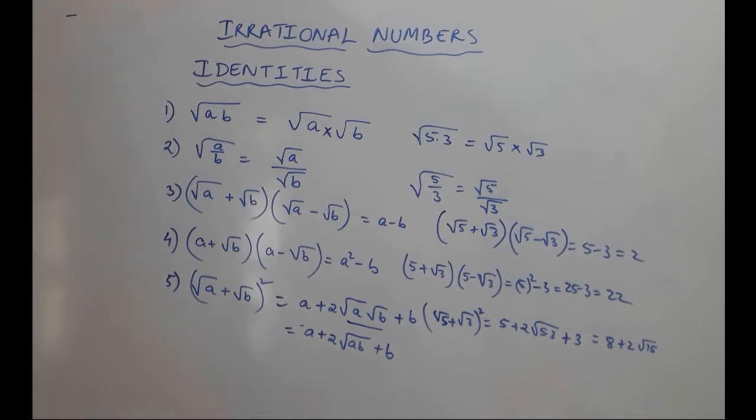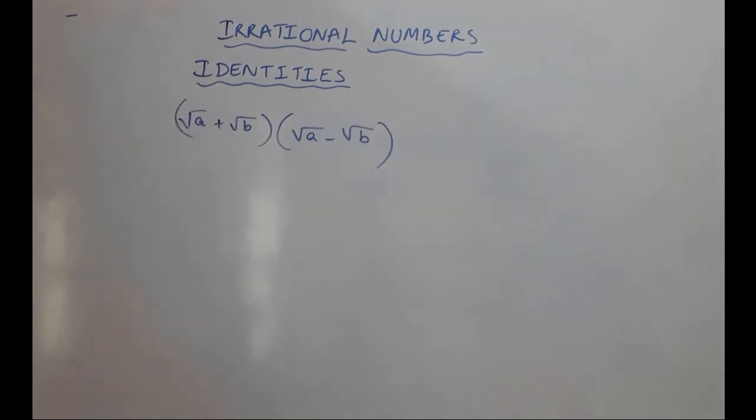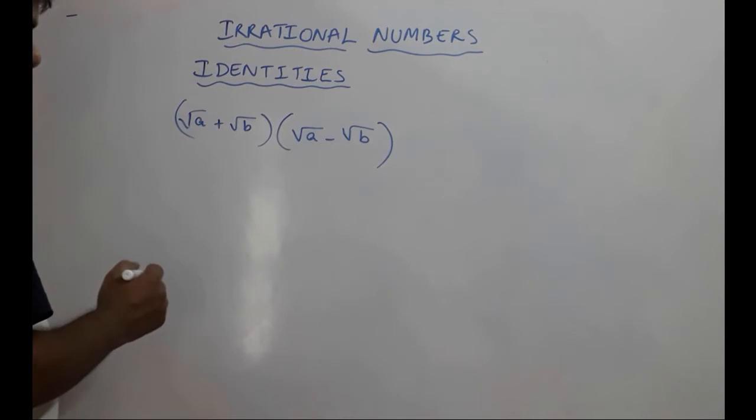So I hope you have understood the various identities that we need to use. I will be using these identities to solve some problems in this video. So our first problem we'll look to solve is square root of a plus square root of b into square root of a minus square root of b.